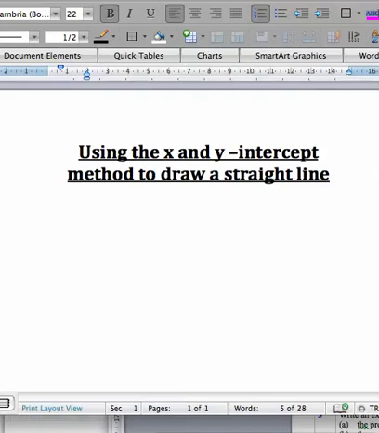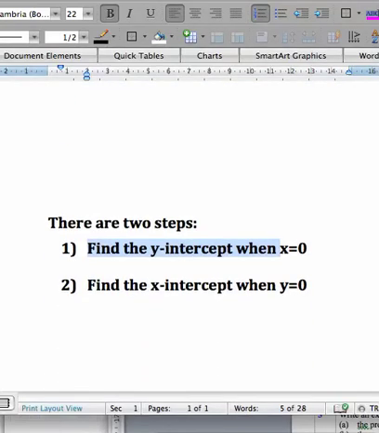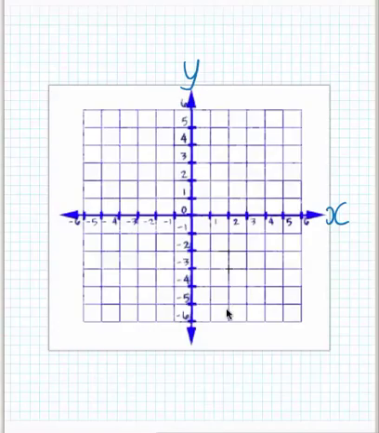And for this method, we simply follow two steps: you find the y-intercept and then you find the x-intercept. That's all you have to do. To understand how to find the y-intercept and the x-intercept, let's just look at a quick graph.